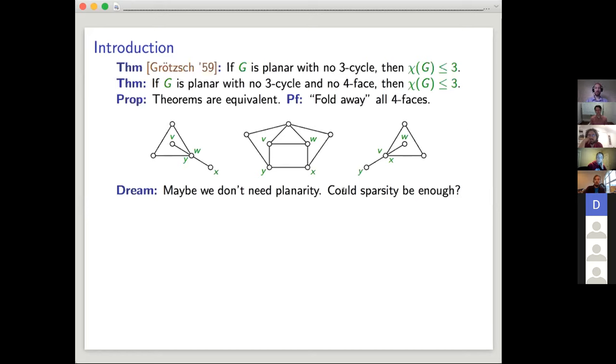So we can think of this as a sparsity corollary that comes from being planar and having this high girth. But the question is, do we really need this planarity? Could we just set aside the planarity altogether and say, all you really need is whatever upper bound you have on the number of edges that comes from being planar and having high girth? Here you're planar and you have girth at least 4, right?